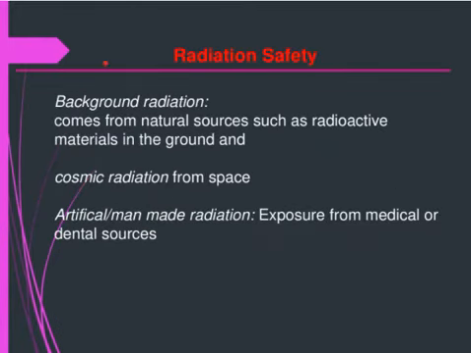So radiation safety, we have background radiation, we have cosmic radiation, we have artificial or man-made radiation like the medical or the dental sources. Background radiation means from the natural sources, which can be from the ground, from the air, or from the food items that we consume. Cosmic radiation means from space. Artificial or man-made is created by us.